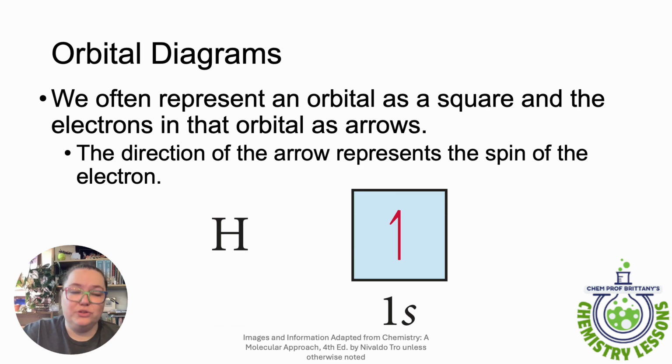So we can include electron spins in our electron configurations. I'm using air quotes because we don't call it that, but we can include that information, and we do that through orbital diagrams. What we often do is represent an orbital as a square, and the electrons in that orbital are represented by half arrows. The direction of the arrow represents the direction of the spin of the electron. So this in a hydrogen atom would be the 1s orbital containing one electron with an up spin.